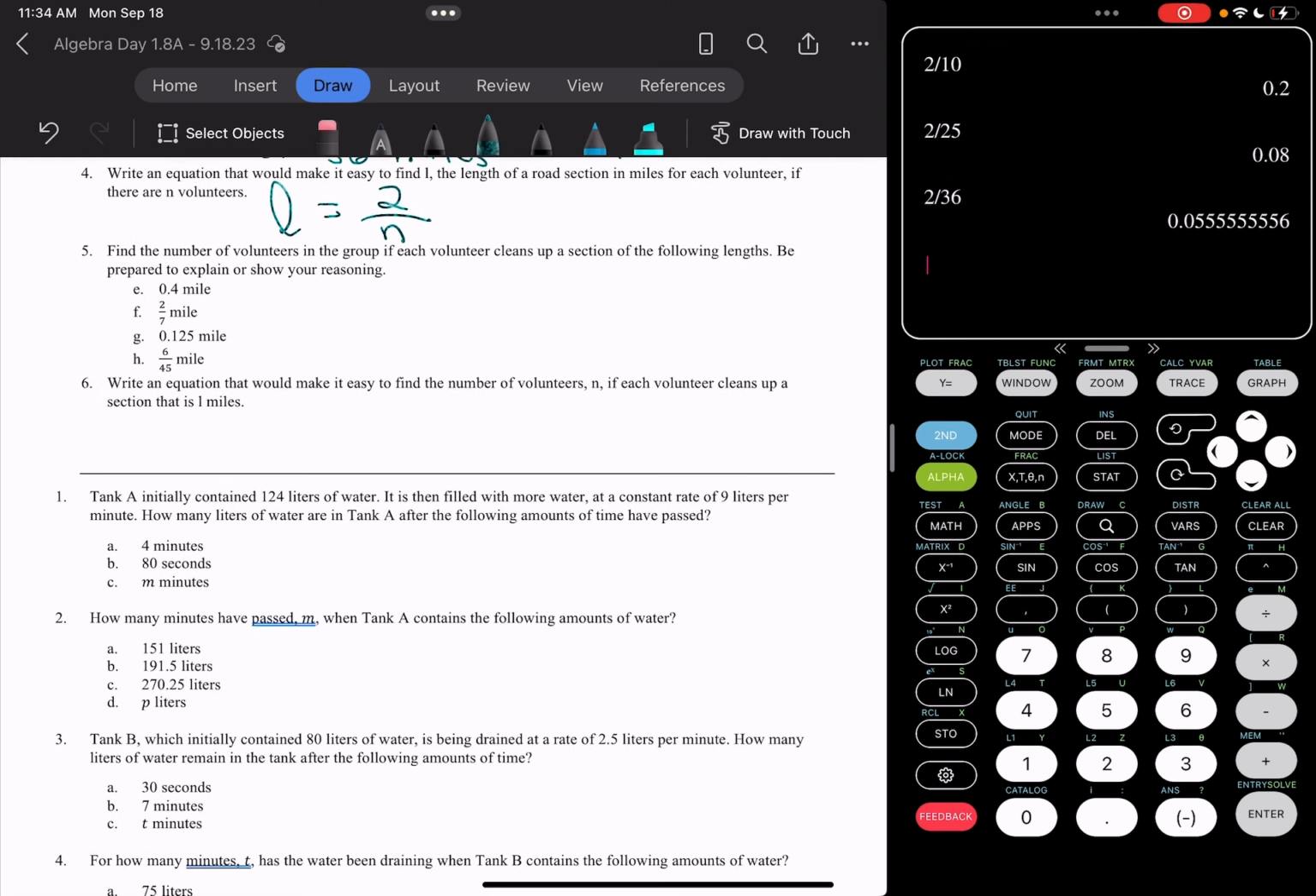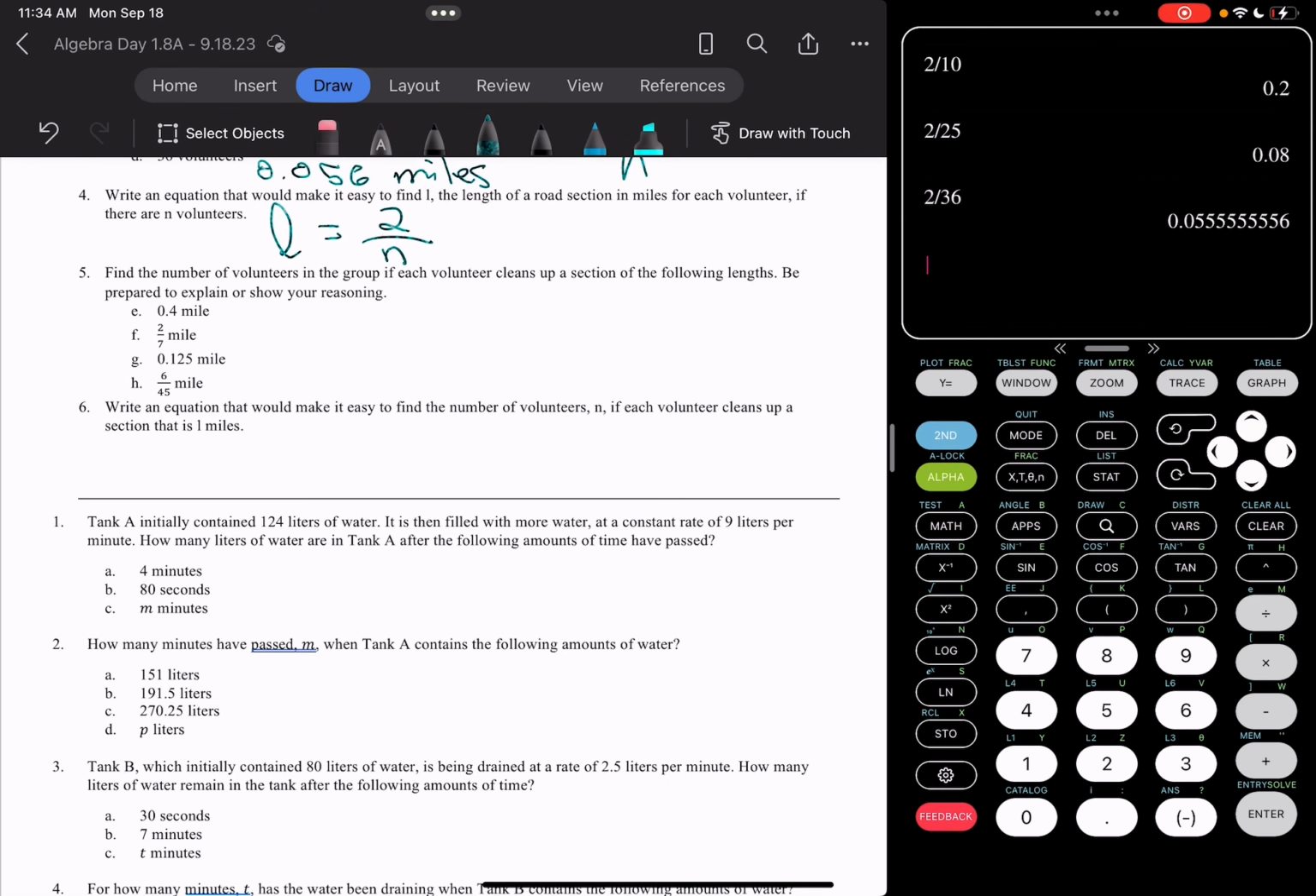Now it says find the number of volunteers if each volunteer cleans up a section of the following lengths. So if each person cleans up 0.4 miles for a 2-mile stretch, how many volunteers did they need, right? So using this equation above, we have the length is 0.4, for example, in this first one, equals 2 divided by the number of people. All right, well, so to get that N, I can multiply both sides by N, and then this will cancel out. We'll get 0.4N equals 2, and then we can divide both sides by 0.4, right?